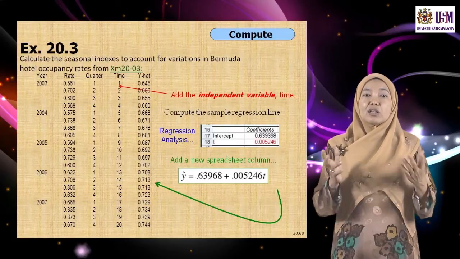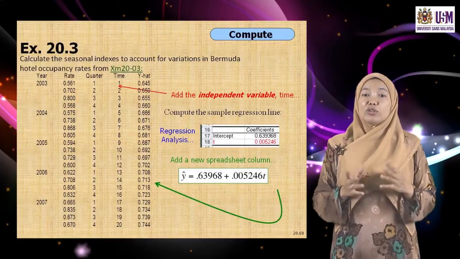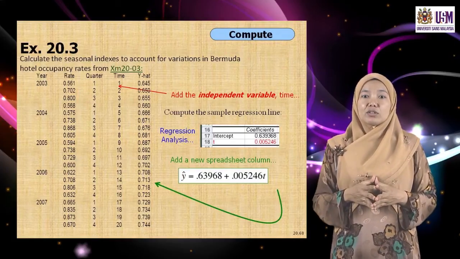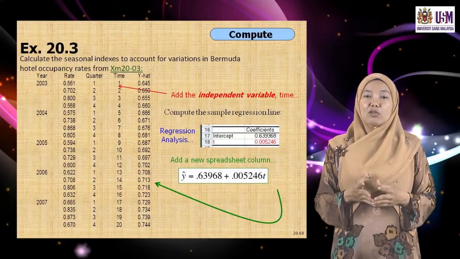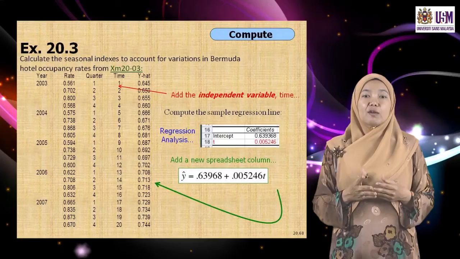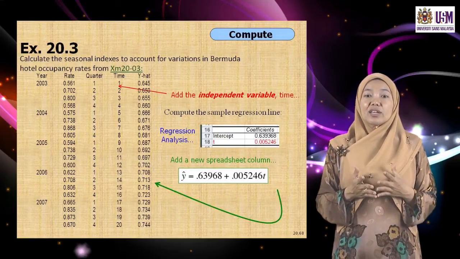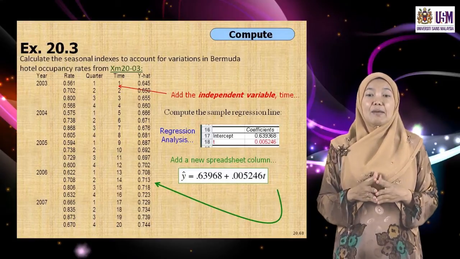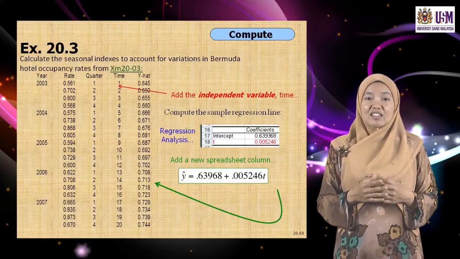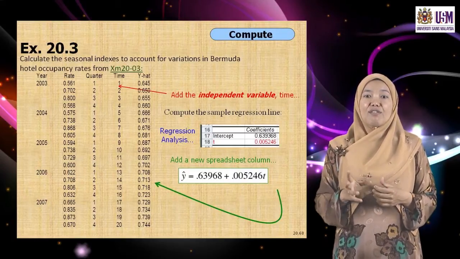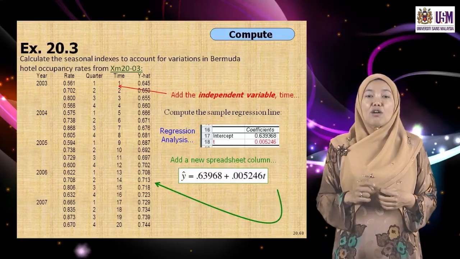So in this case, in the fifth column, what you need to do is compute the sample regression line using regression analysis. From the regression analysis, you will come out with the equation y hat equals 0.63968 plus 0.005246 multiplied by t. t is your independent variable. So you add that on your fifth column.